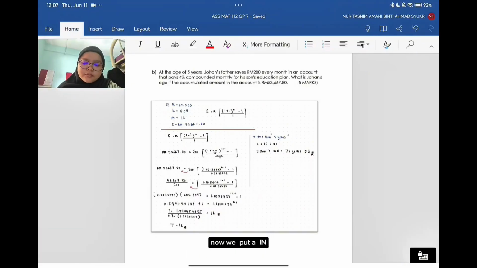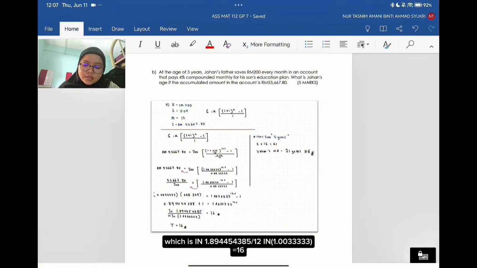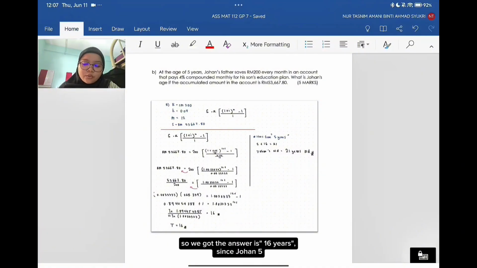Now we put the log, which is 1.89445438 per 12 log 1.0033333 equals to t, that we get 16. So the answer is 16 years. Since Johan was 5 years old when the second span started, his age will be 5 plus 16 equals to 21 years old. Therefore, Johannes will be 21 years old when the accumulated amount is reached. So the final answer for this question is 21 years old.